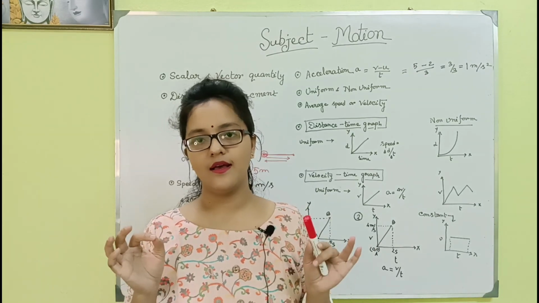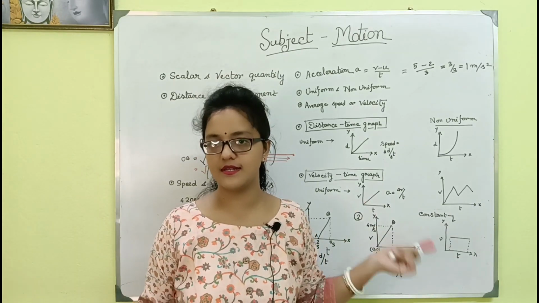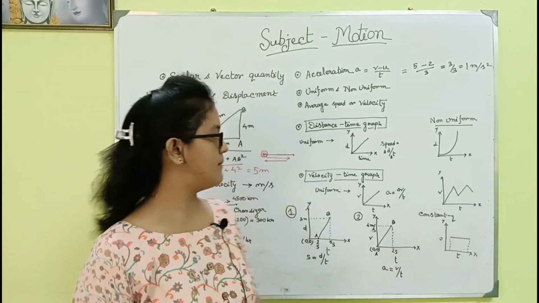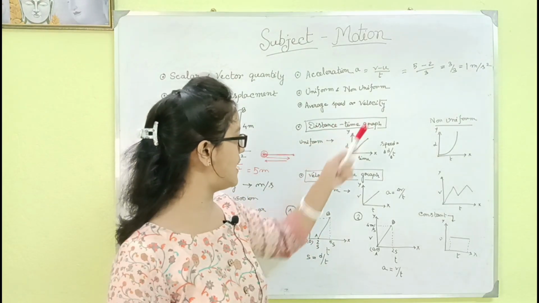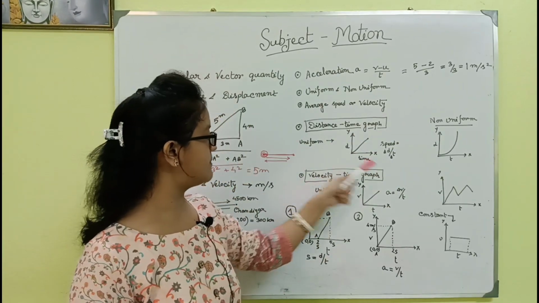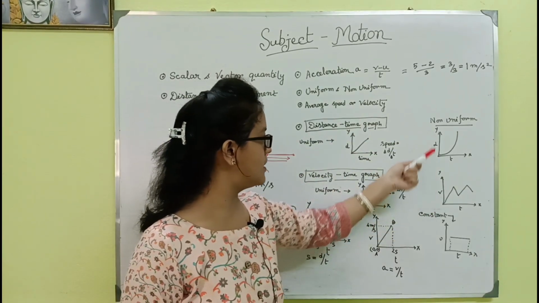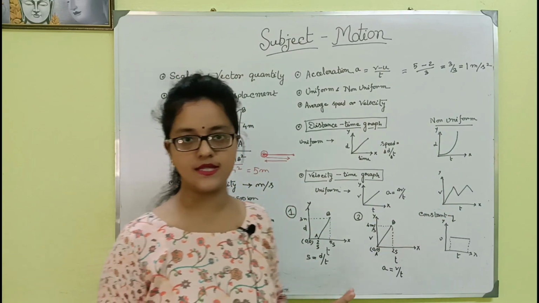Some of the examples are shown here in this discussion. Please follow my words. First I am telling about the distance time graph, which is uniform and non-uniform, and the velocity time graph, uniform and non-uniform and constant. These 5 types of graphs are there.